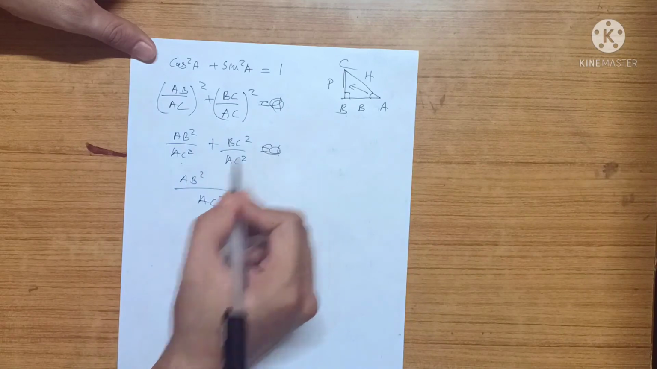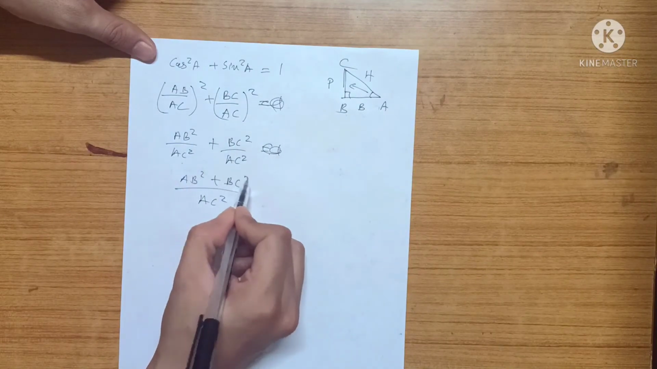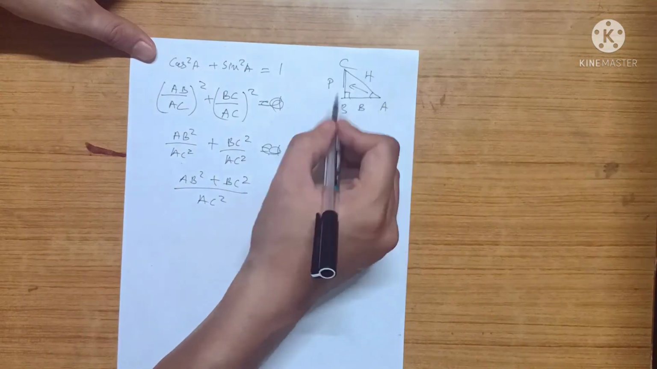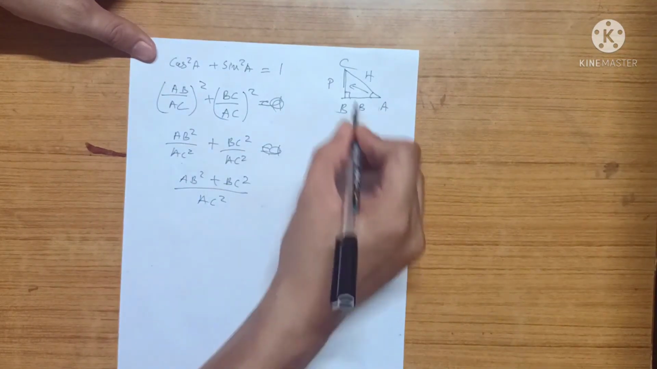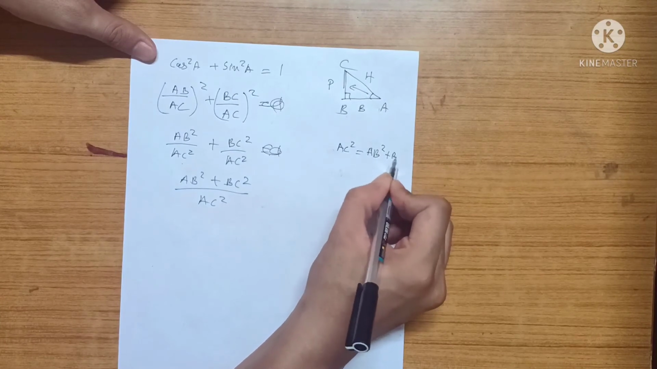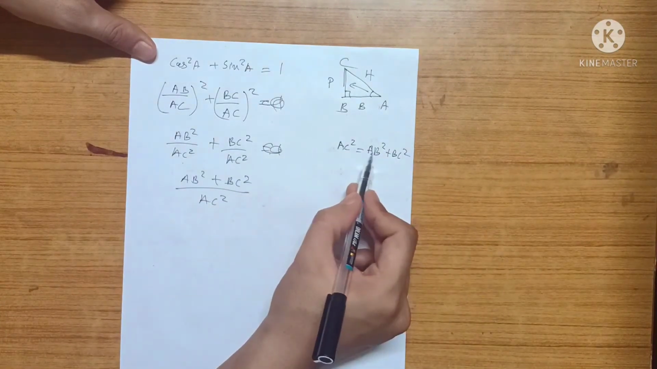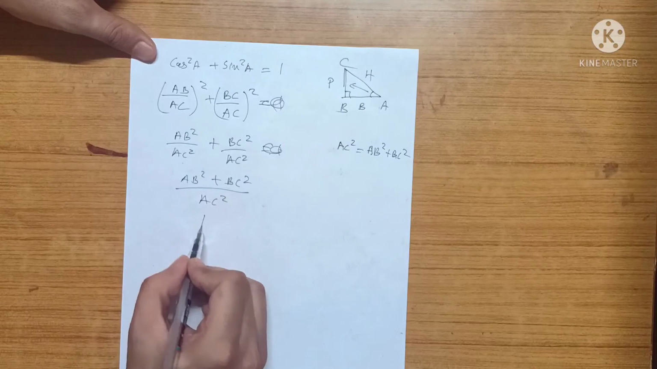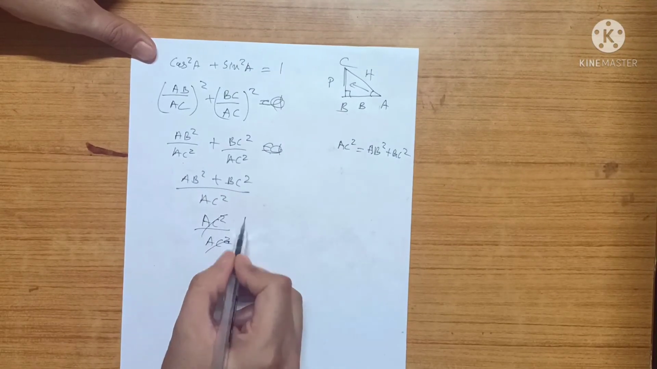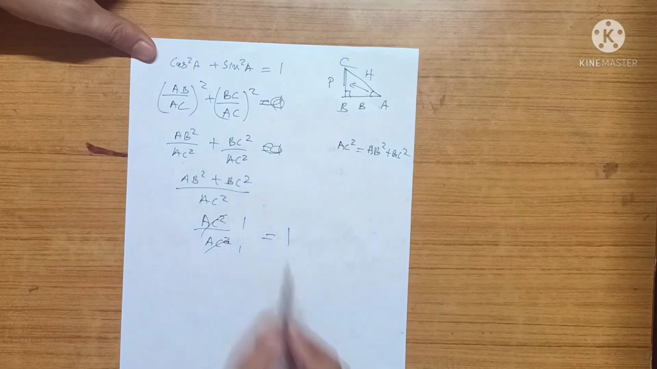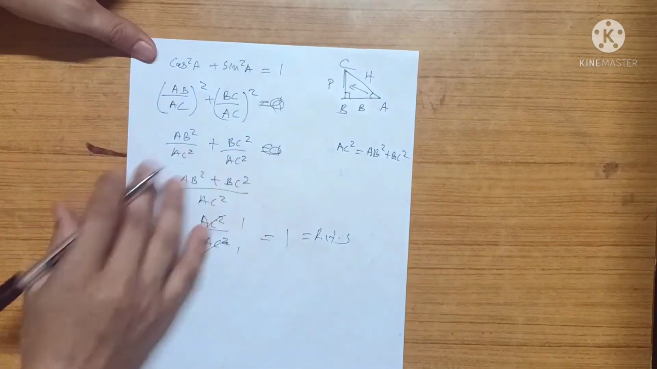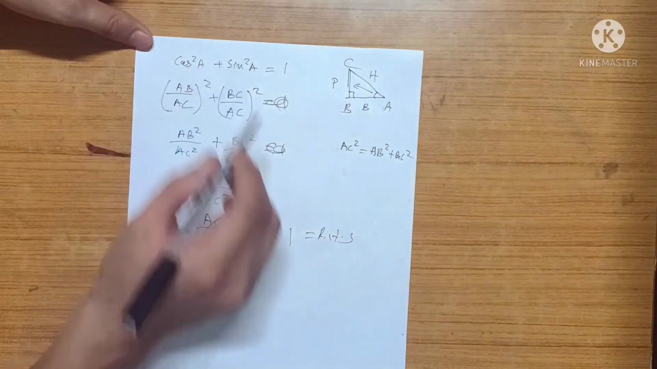We have to show that it is equal to 1. So what is AB square plus BC square? By Pythagoras theorem, AC square, the hypotenuse squared, equals AB square plus BC square. So AB square plus BC square I can write as AC square. So AC square by AC square, you cancel this, you get 1, which is equal to the RHS. So this is an identity.